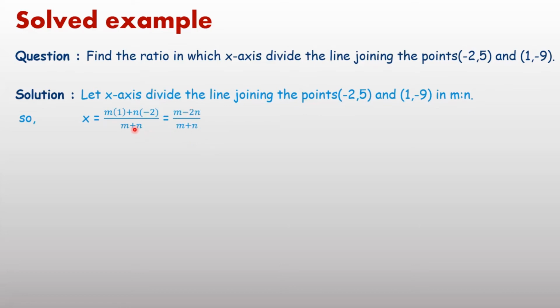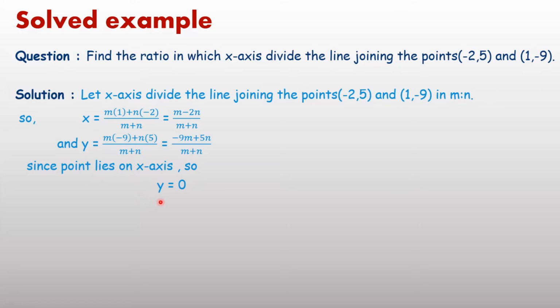Then using the section formula we can write x equal to (mx2 plus nx1) upon (m plus n). Mx2 means m times 1 plus n into minus 2 upon m plus n, equal to (m minus 2n) upon (m plus n). Similarly, the y coordinate is (minus 9m plus 5n) upon (m plus n). Since we have to find the point on the x-axis, and if a point lies on the x-axis, then its y coordinate will be 0, meaning the value of y is 0.